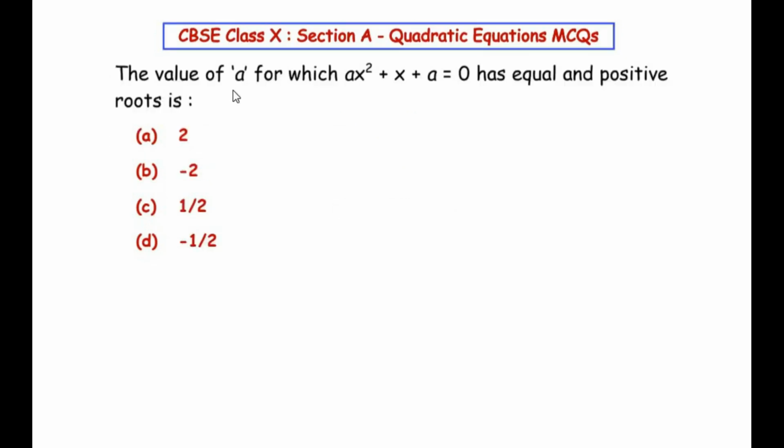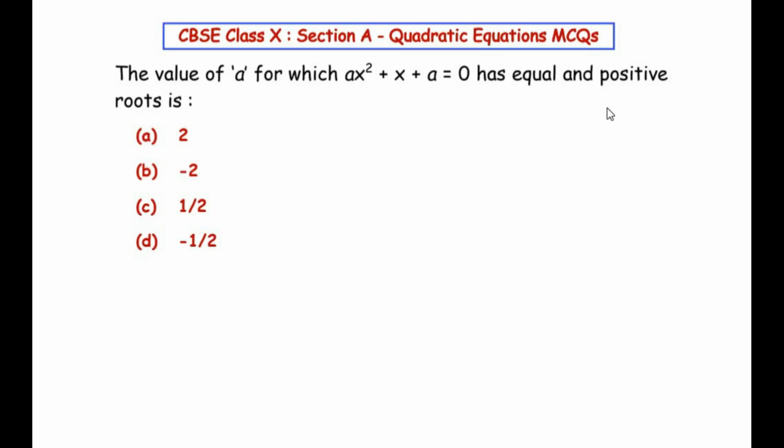The value of a for which ax square plus x plus a is equal to 0 has equal and positive roots is. Now this question is a combination of polynomials and quadratic equations chapter. So it's been mentioned here that we need to find out the value of a given the fact that the roots are equal and positive. So we need to use two conditions over here.